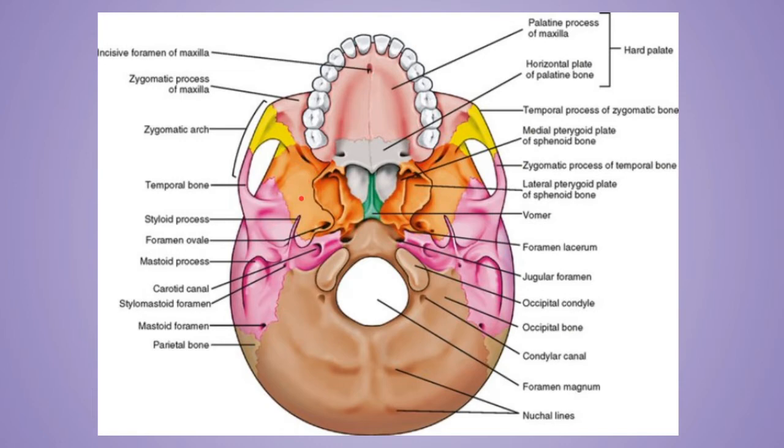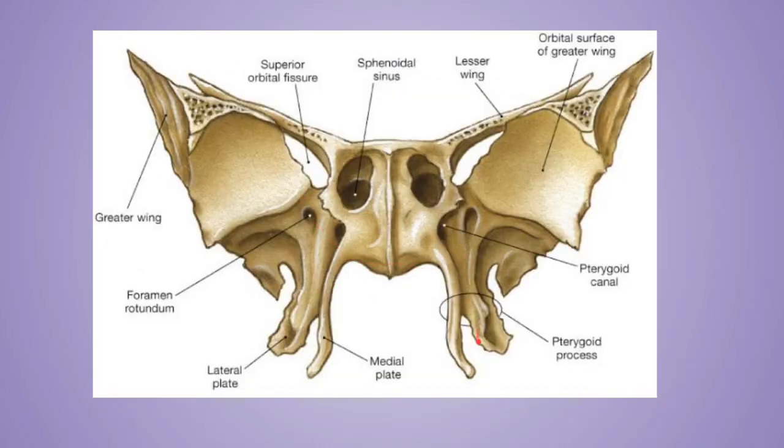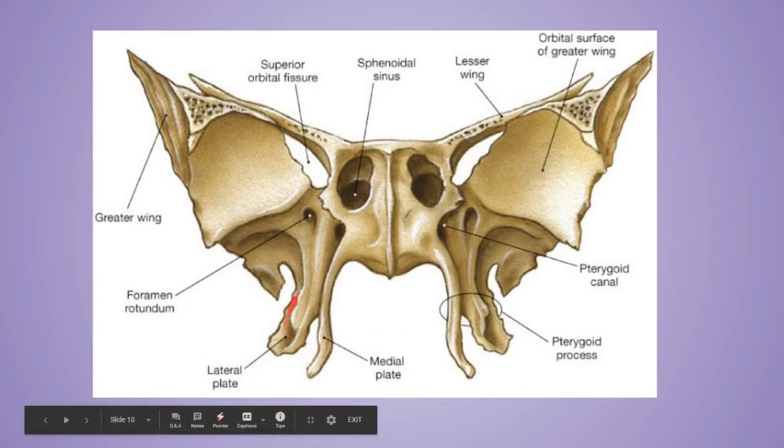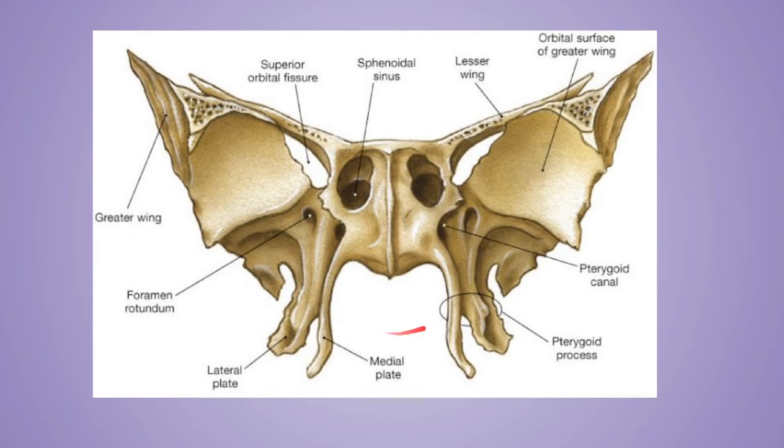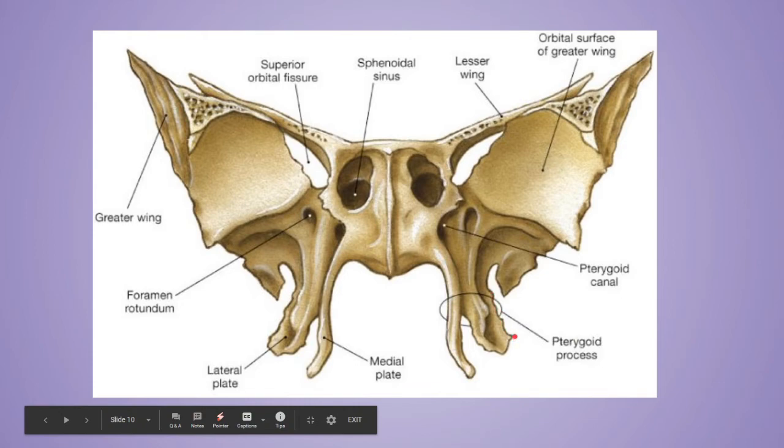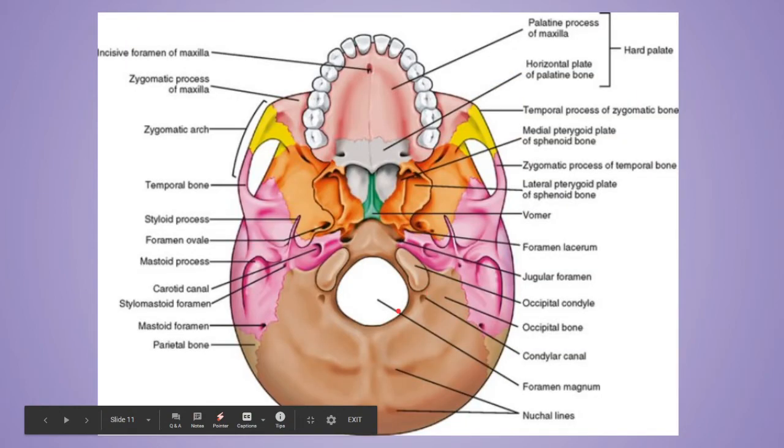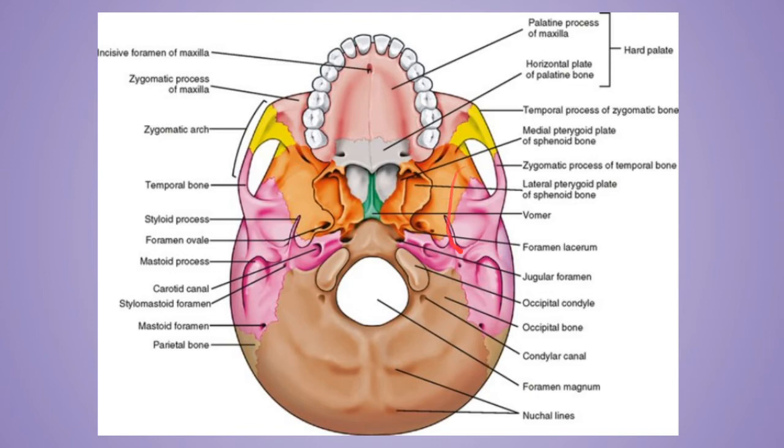I told you what the pterygoid process is. The medial and the lateral pterygoid plates form the pterygoid process of the sphenoidal bone. Actually, the pterygoid process is united in the beginning, but then it splits into medial and lateral plates over here. Also, it is formed by the temporal bone.